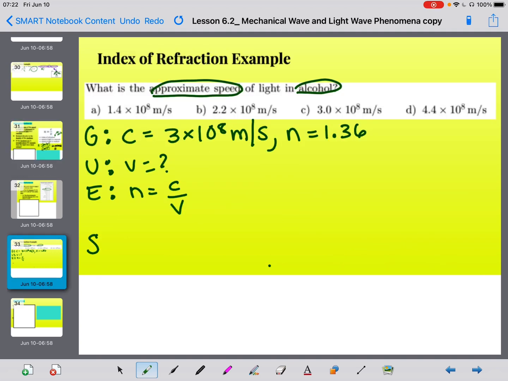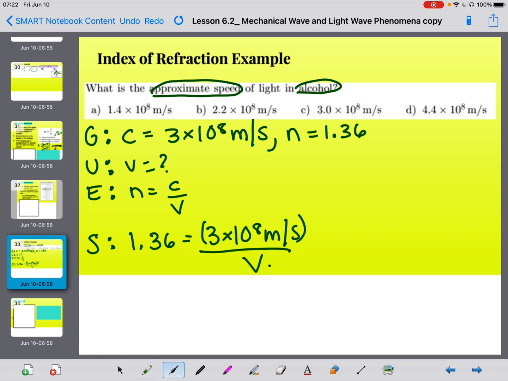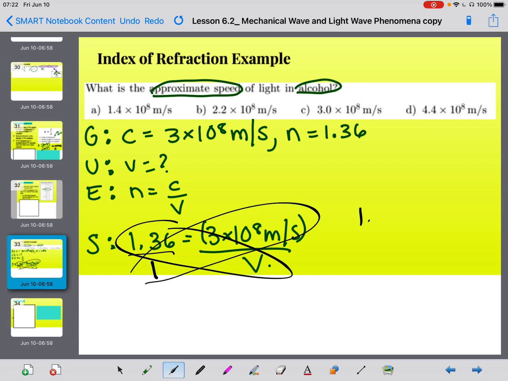And then we have to substitute, right? So 1.36 equals 3 times 10 to the 8 meters per second over v. What you want to do is make a ratio set equal to each other. Do cross multiplication from here. So I have 1.36v equals 3 times 10 to the 8. Do division because that's your inverse operation of multiplication.